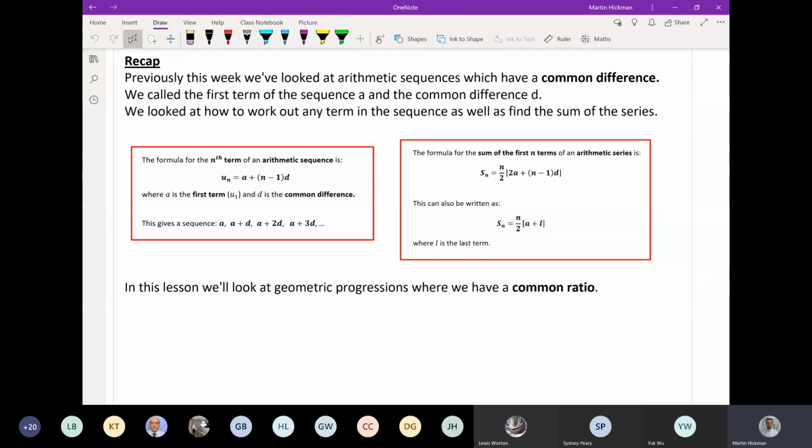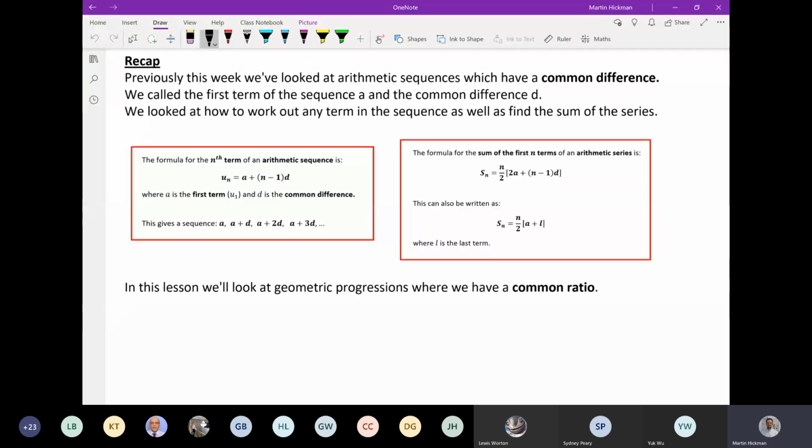And then we met some formulae. This one on the left is the one that you won't get in the formula book. So if you want to find any term in the sequence, that's the formula you use for U_n. So if you want to find the 10th term, you do A plus 9 times D. And if you want to find the sum of the first 10 terms of the arithmetic series, okay, so when we talk about series, we talk about the sum of all the terms, then we use either one of those two formulae. Those you do get given in the exam.